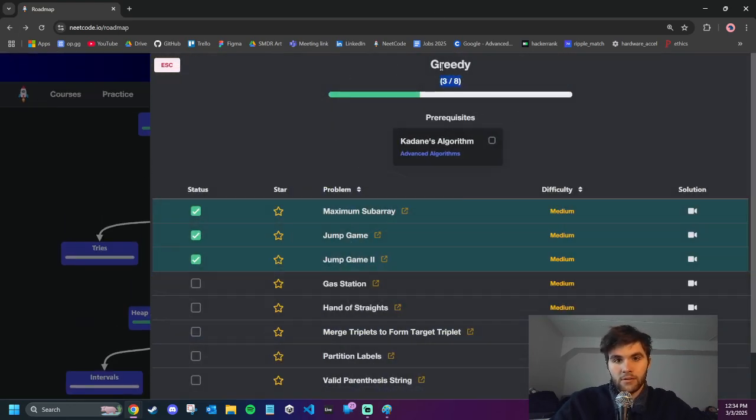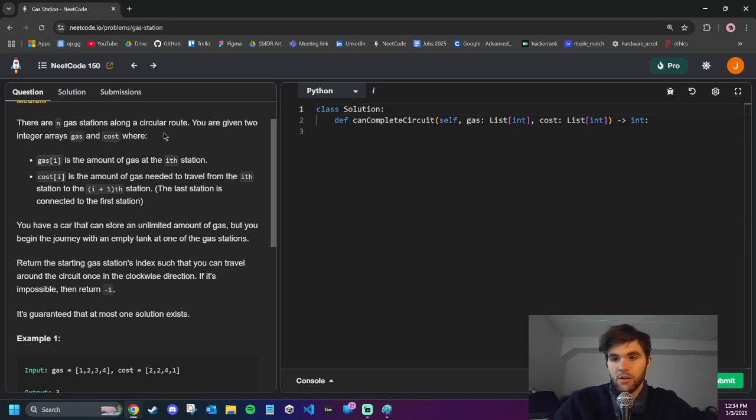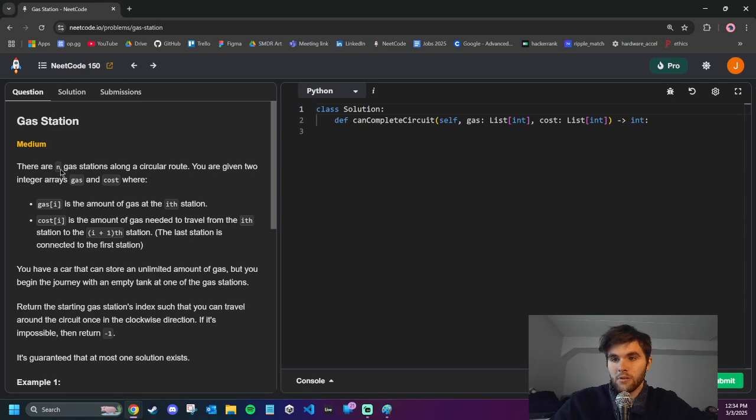Today I'll be looking at these greedy problems, and let's just do the next one in the list, gas station. So I have not read this before, so let's get started.